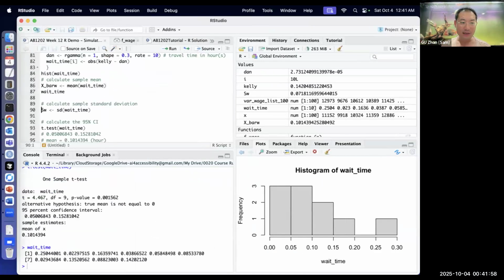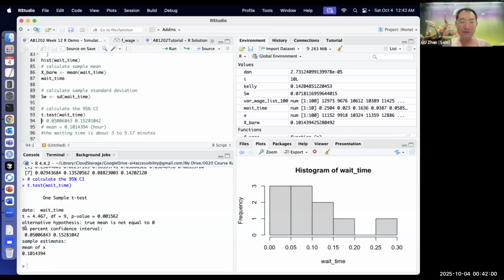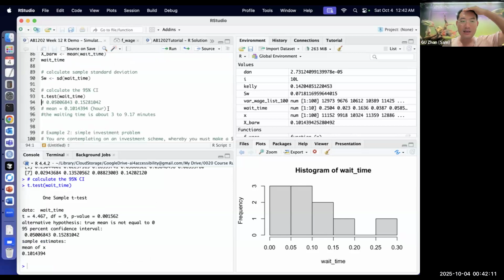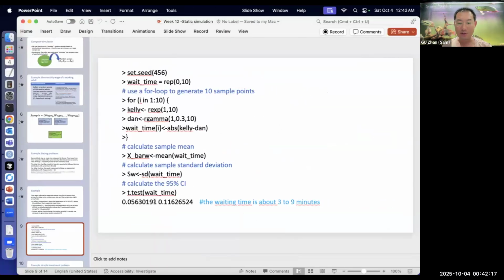Okay, so this is your waiting time, t-test. The t-test will by default give you a 95% confidence interval. It was 0.05 to 0.15 hours. Then you multiply by 60 to get the minutes. So about 3 to 9 minutes. Okay, 3 to 9 minutes. This is what you are seeing here. This t-test is giving you this value.